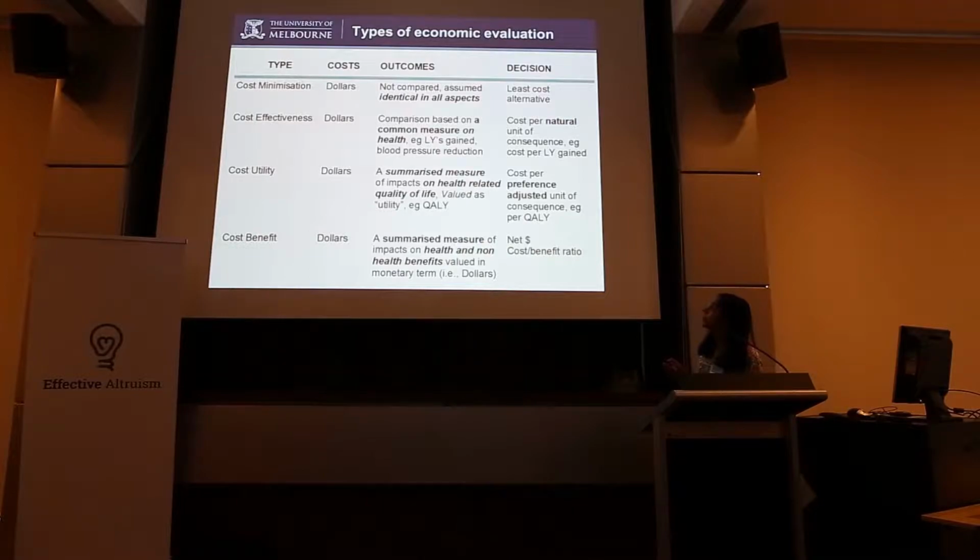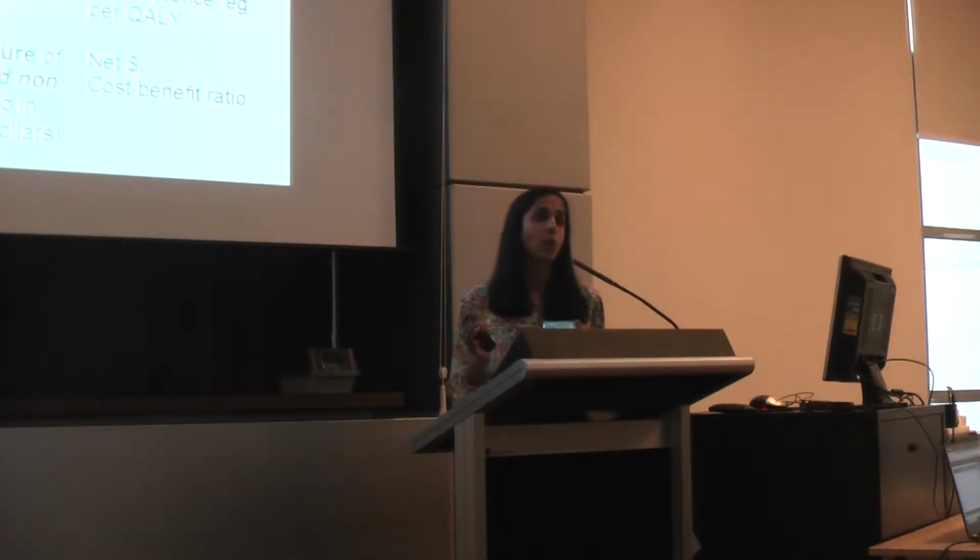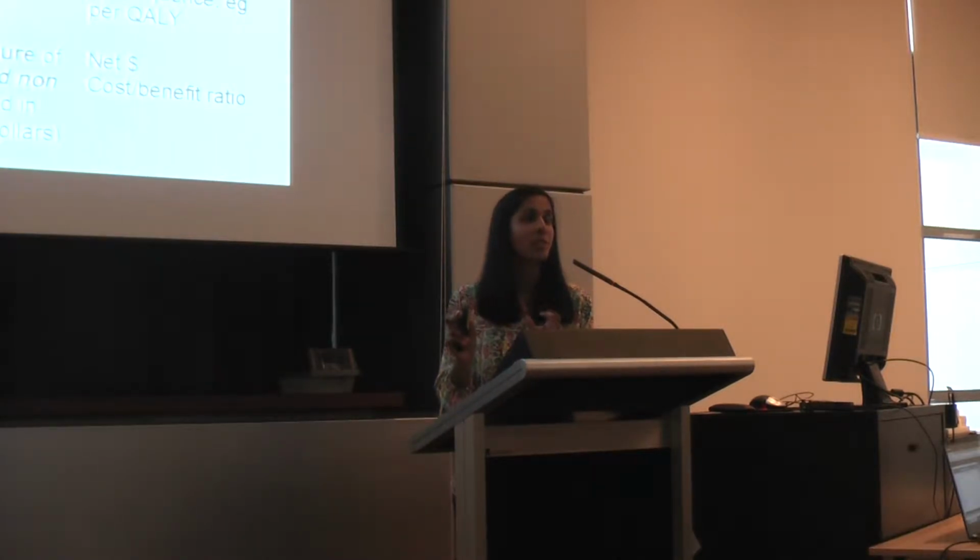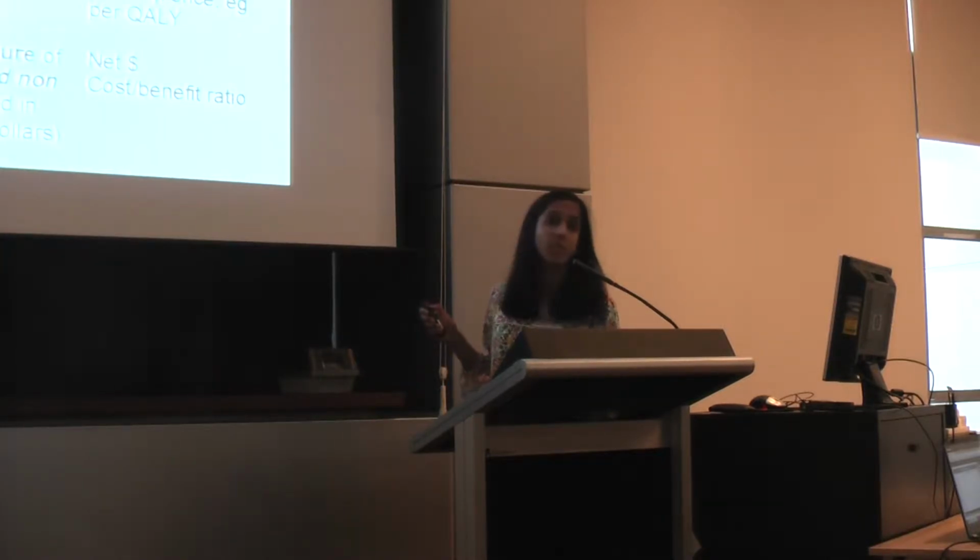At the top you have cost minimization, which is the simplest type, and essentially we're not even thinking about outcomes. We're looking at two different programs or interventions, and we're making the very strong assumption that the outcomes are the same for those two particular interventions. We're only looking at the differences in costs. So we're saying we're getting the same outcomes, and we're going to choose the treatment or the intervention that has a lower cost. Our decision is essentially to adopt the least cost alternative.